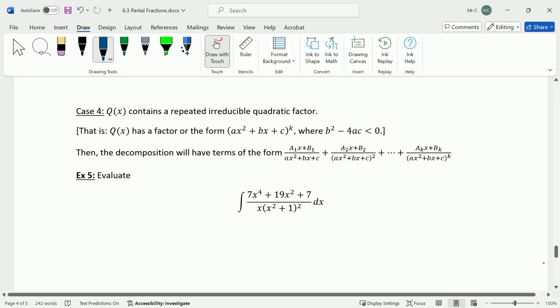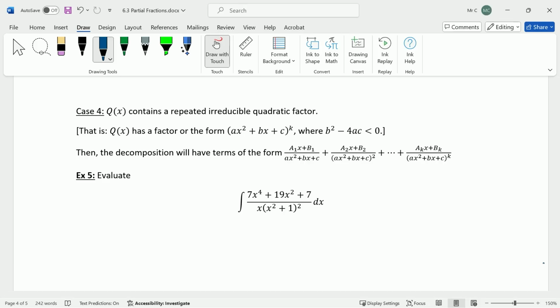Now I've got one more case to talk about, which is where Q of x contains a repeated, irreducible quadratic factor. Okay, wow. Repeated, irreducible quadratic factors. So anything like this. We've got x squared plus 1. That can't be factored. It's a sum of squares. And it's repeated to the second power.